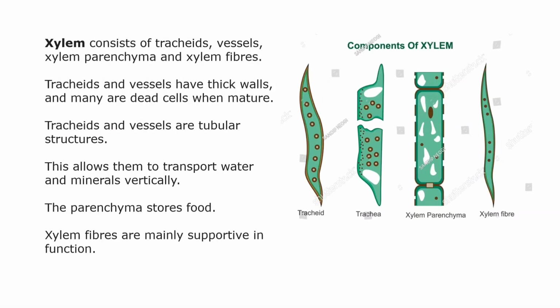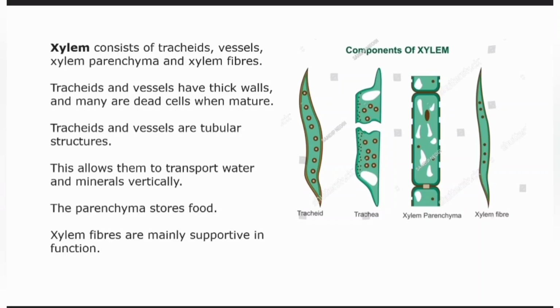Xylem consists of tracheids, vessels, xylem parenchyma and xylem fibers. All this is shown in pictures. Tracheids and vessels have thick walls and many are dead cells when mature. Tracheids and vessels are tubular structures. This allows them to transport water and minerals vertically. The parenchyma stores food. Xylem fibers are mainly supportive in function.